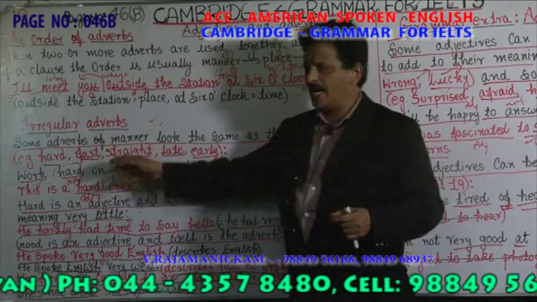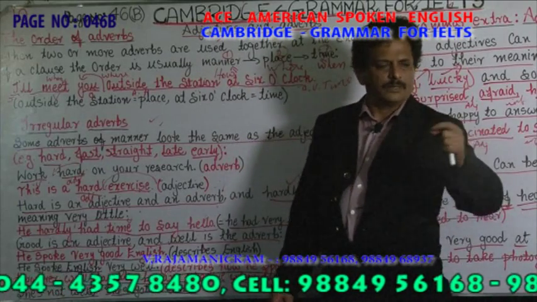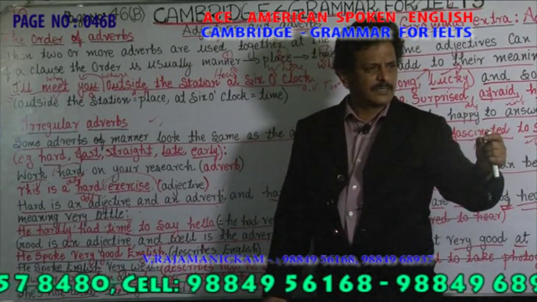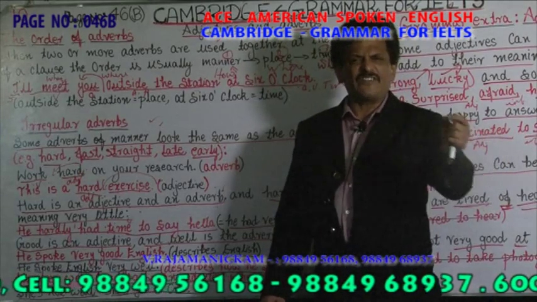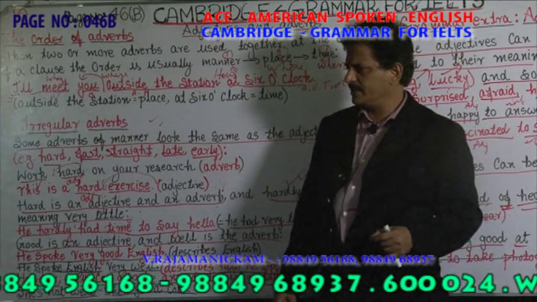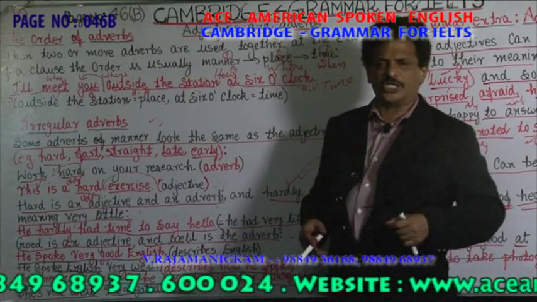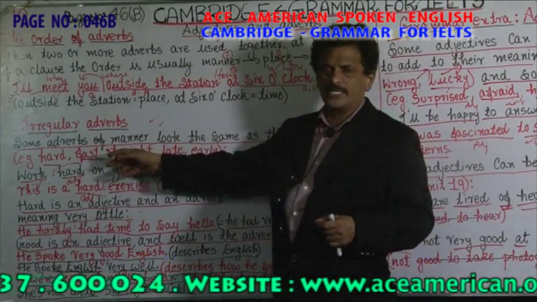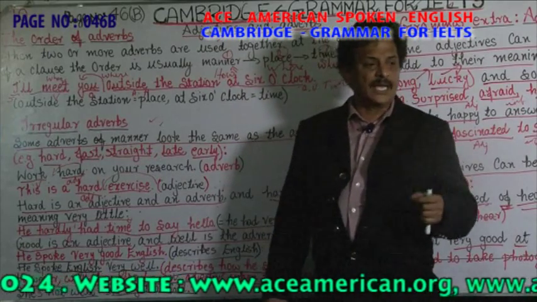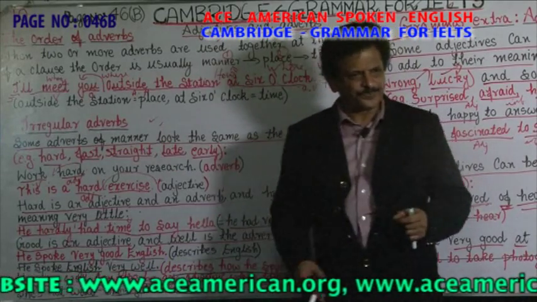See, for example, fast. He runs. How does he run? Fast. It is a fast train. What type of train is it? Fast train. Fast becomes an adjective. And he runs fast. How does he run? He runs fast. So fast becomes an adverb.